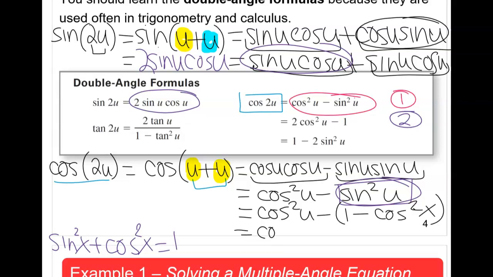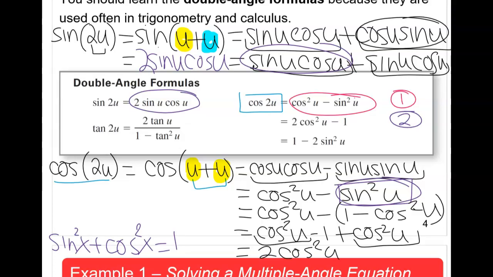So I'm going to distribute the negative sign. Now I'm going to have cosine square of u minus 1 plus cosine square of u. And actually, I just noticed how I used x instead of u. Make sure you don't do that on WebAssign. So at this point, we have two of those cosine square u, and this could be 2 cosine square u minus 1, and that will be the second variation of the cosine of a double angle.